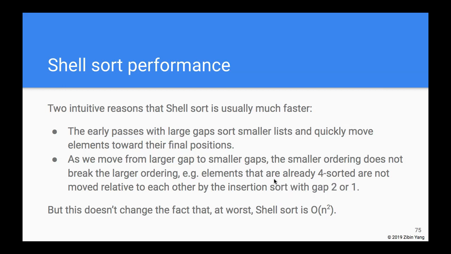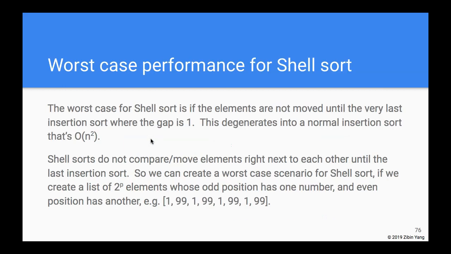So let's think for a moment, what is the worst case for shell sort? Well, if the earlier passes in the shell sort somehow do not move anything, in that case, the last step with a gap of 1 degenerates the entire shell sort into a single normal insertion sort. So that will be the absolute worst nightmare for a shell sort. Now, how can that happen?